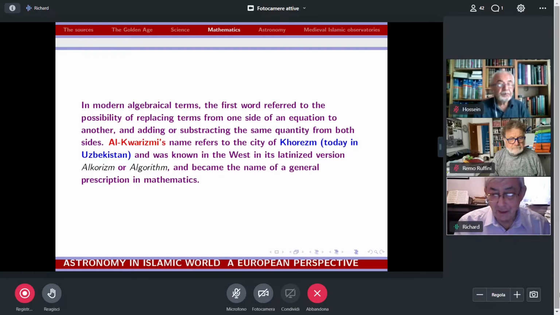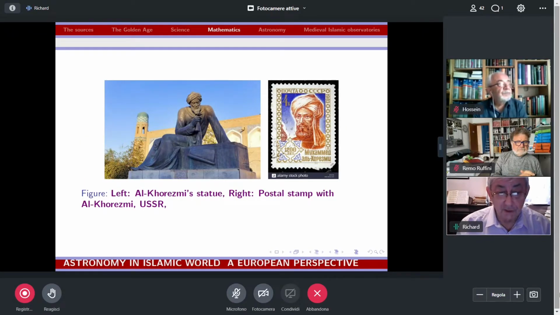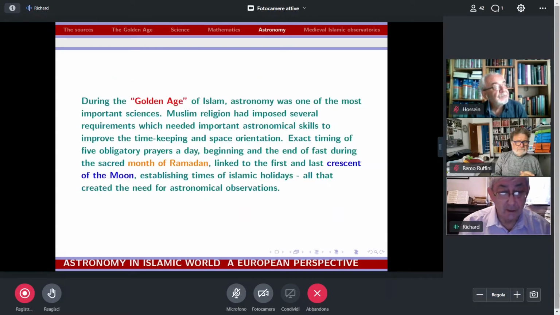So that was a very great step forward and made by Al-Khwarizmi. The name comes from Khwarezm. It is in Uzbekistan. And in Latinized version, it is known now as the name algorithm, which means any prescription of algebraic actions. Here's the Al-Khwarizmi statue, and on the right you have a postal stamp with Al-Khwarizmi emitted in Soviet times in Russia.